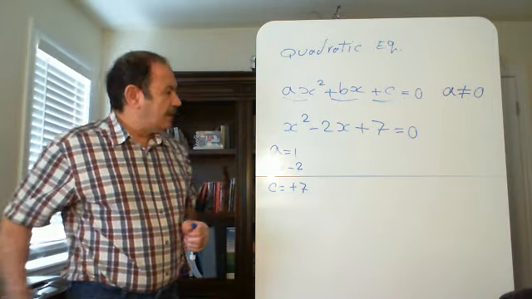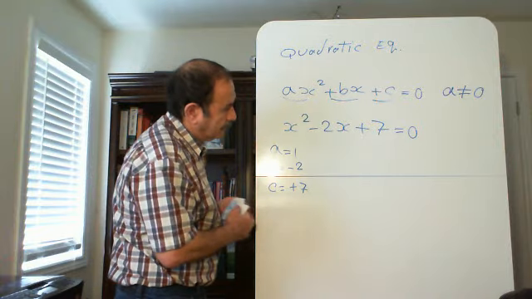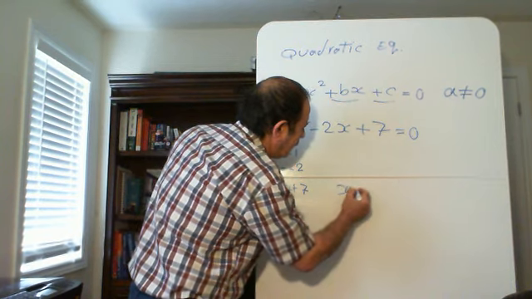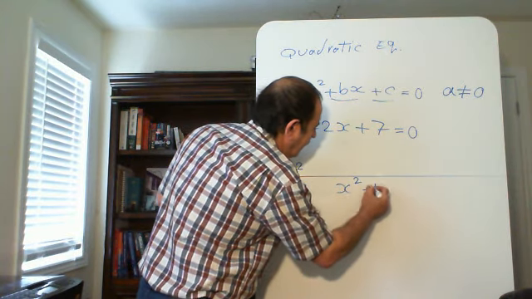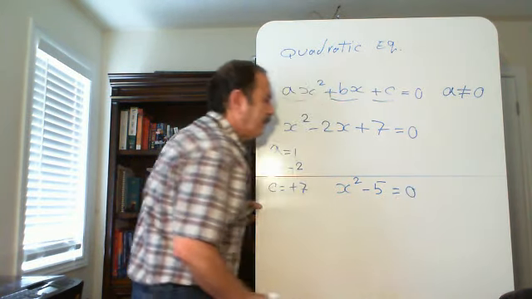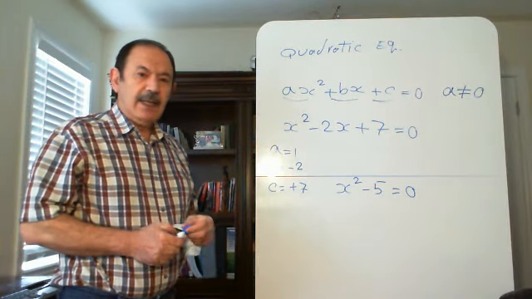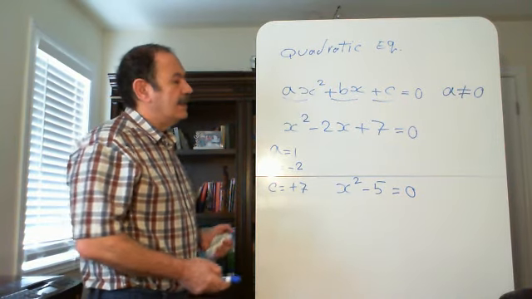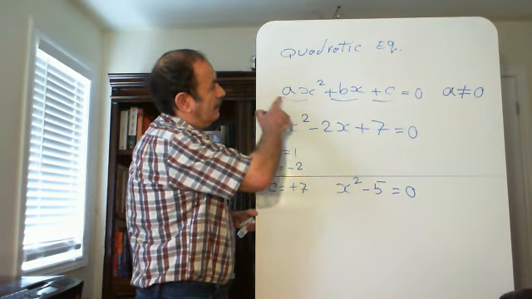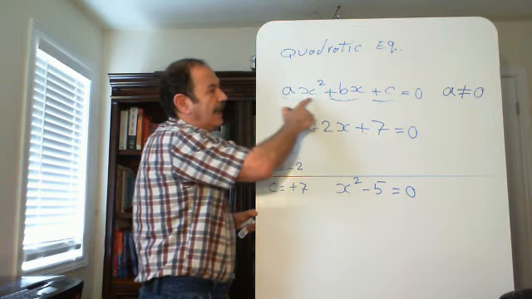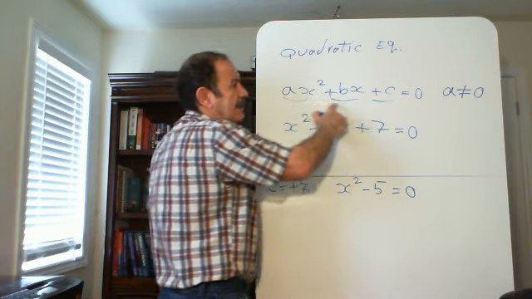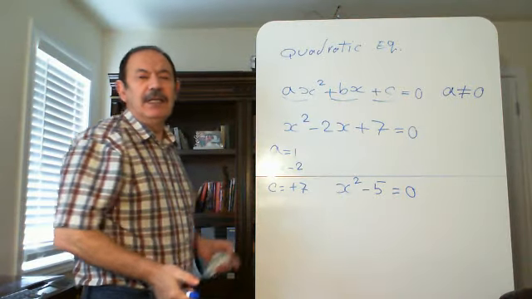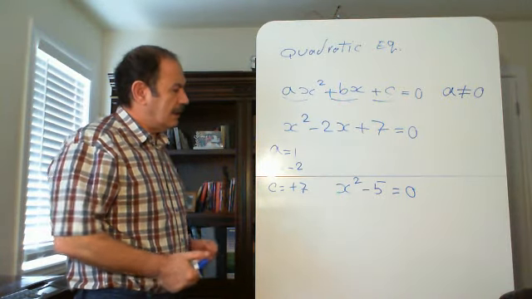One more example of quadratic equation. Let's go erase this one. As an example, this one: x squared minus 5 equal to 0. Is this one a quadratic equation? Yes. Why? Because the only restriction that we have, look at that here, is that a shouldn't be 0, but b and c can be 0. Again, the equation is going to be a quadratic equation.